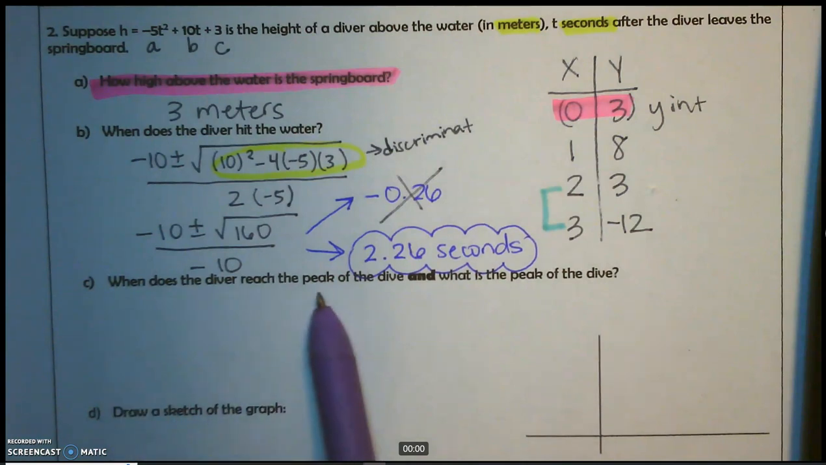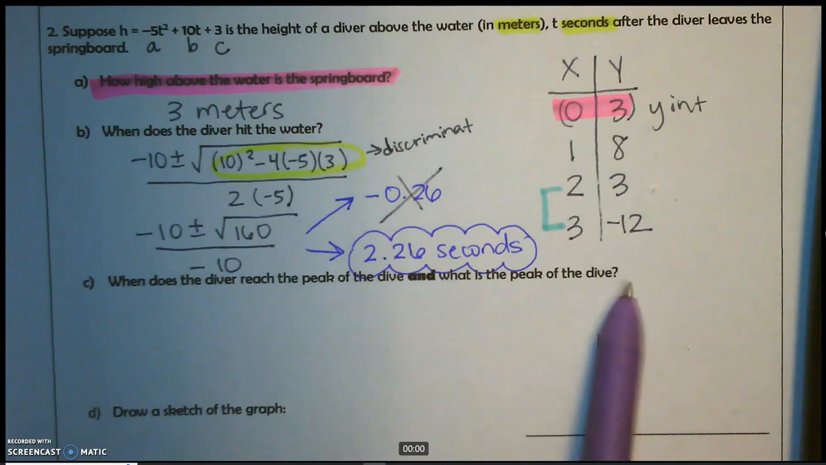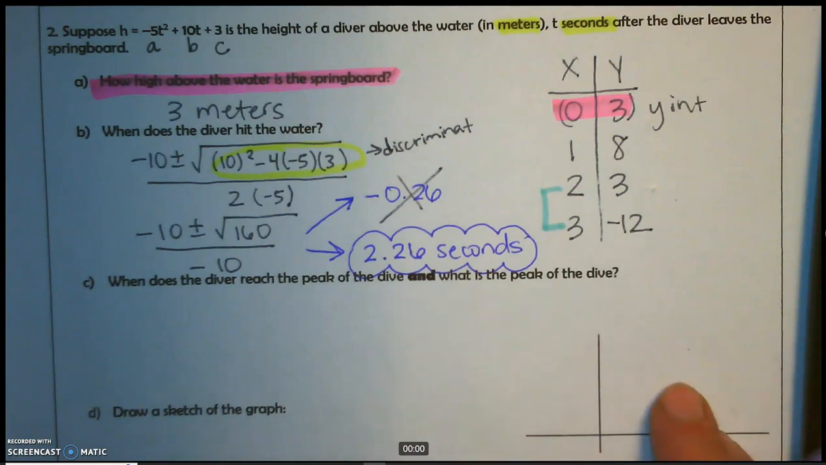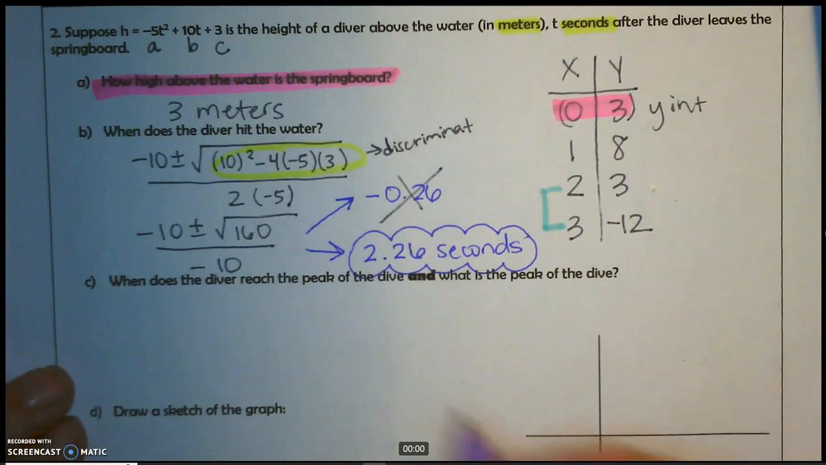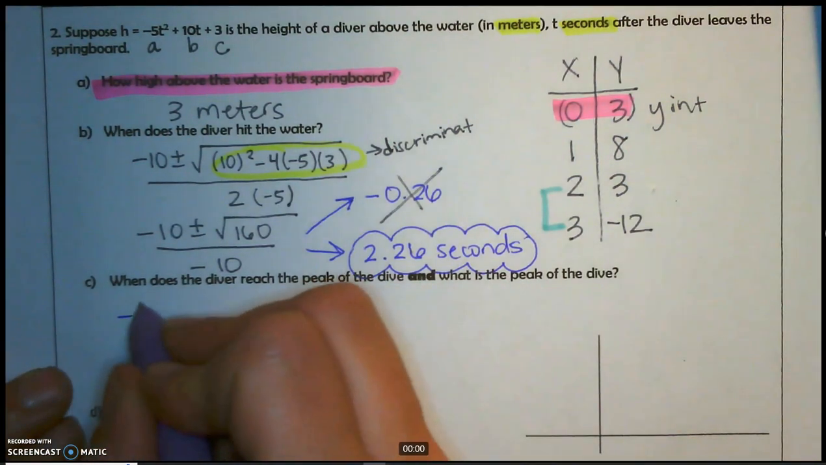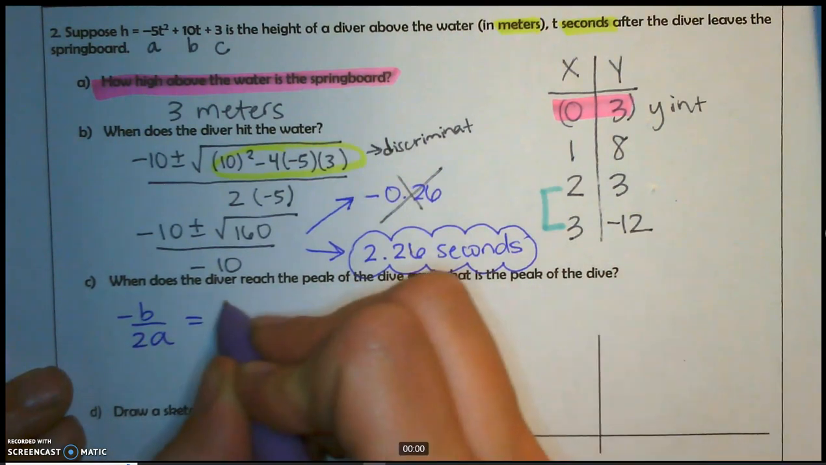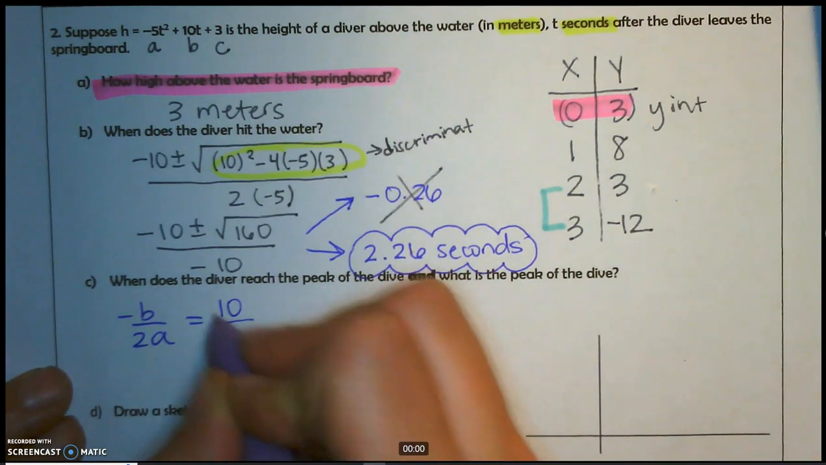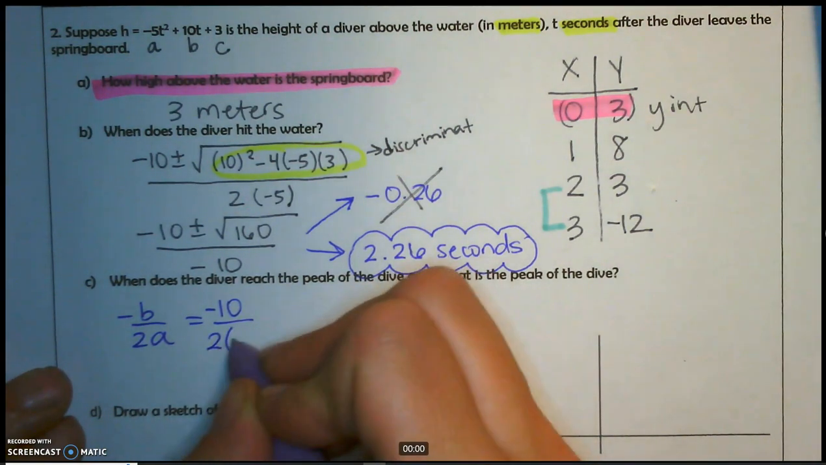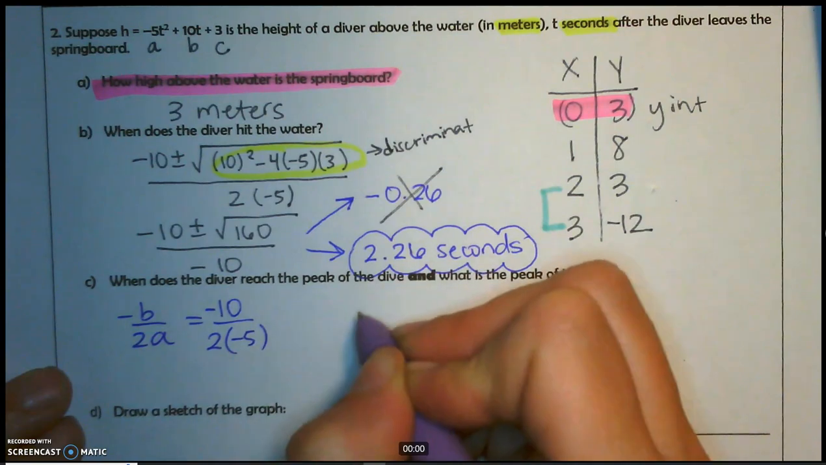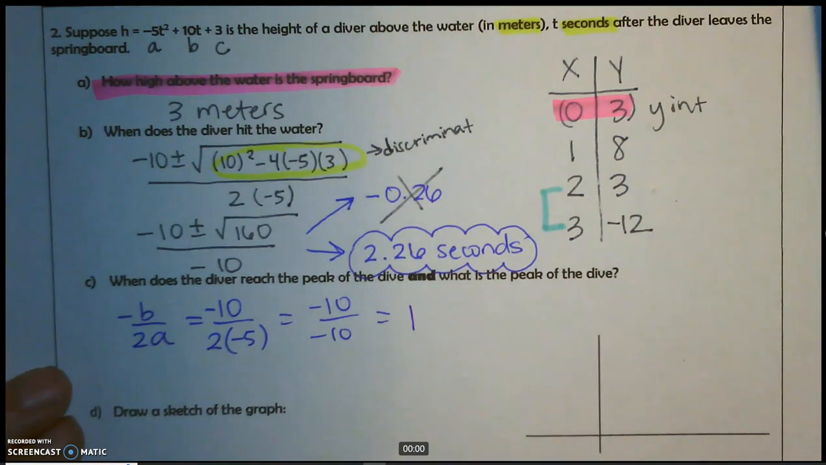When does a diver reach the peak of the dive, and what is the peak of the dive? In order to find this, we are going to need to calculate the value negative b over 2a. Our b value is 10, so we have negative 10 divided by 2 times negative 5. So that's negative 10 divided by negative 10, giving us 1.